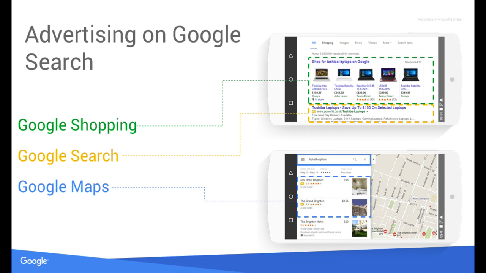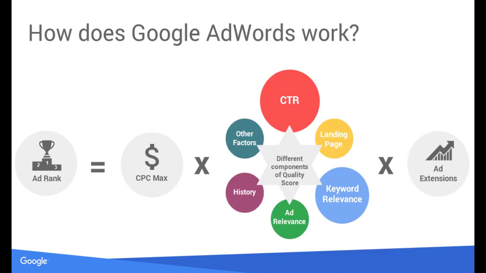So when we look at advertising on Google search, there are obviously the search engine, Google Display Network, and YouTube, but there are also Google Shopping ads for the retailers out there on the webinar, and Google Maps as well. So if you have a brick and mortar store, there is an opportunity to advertise in Google Maps and have your ads pop up there.